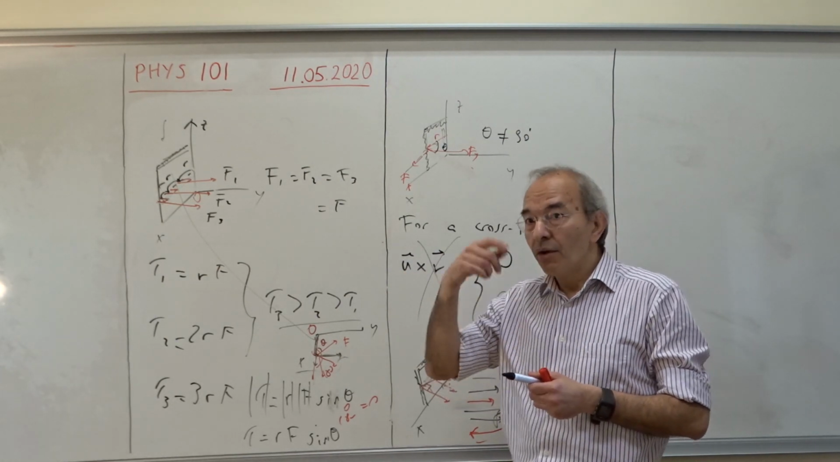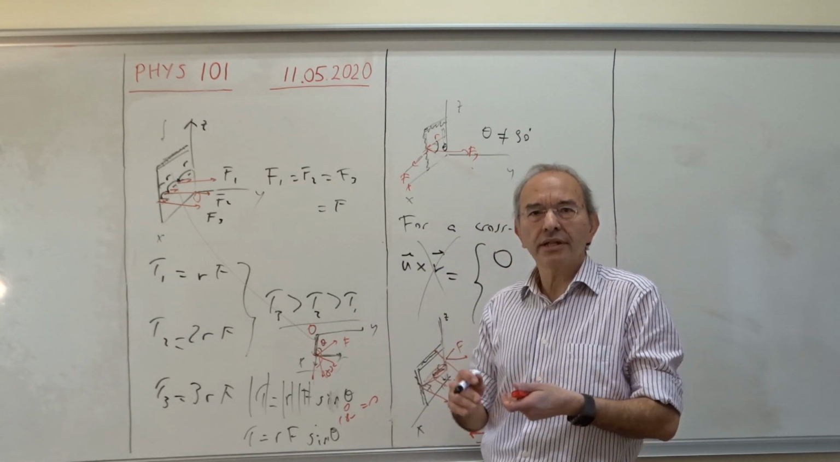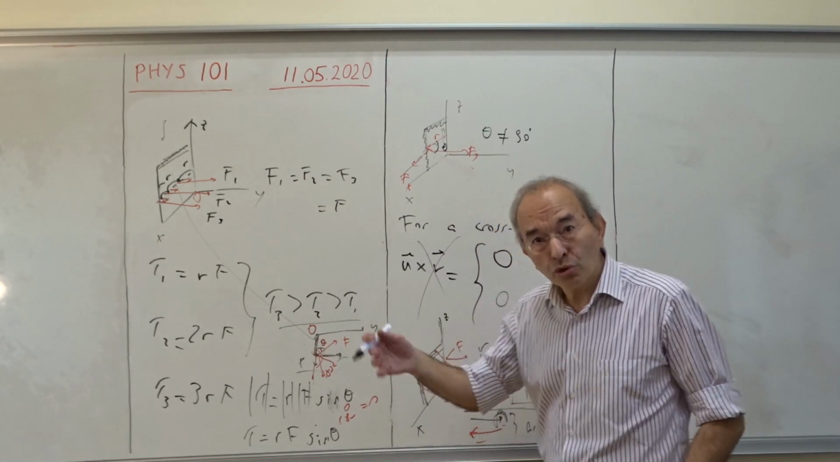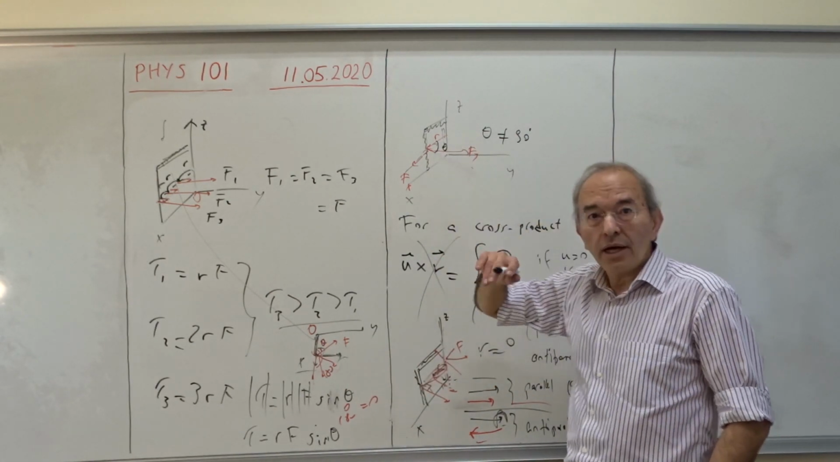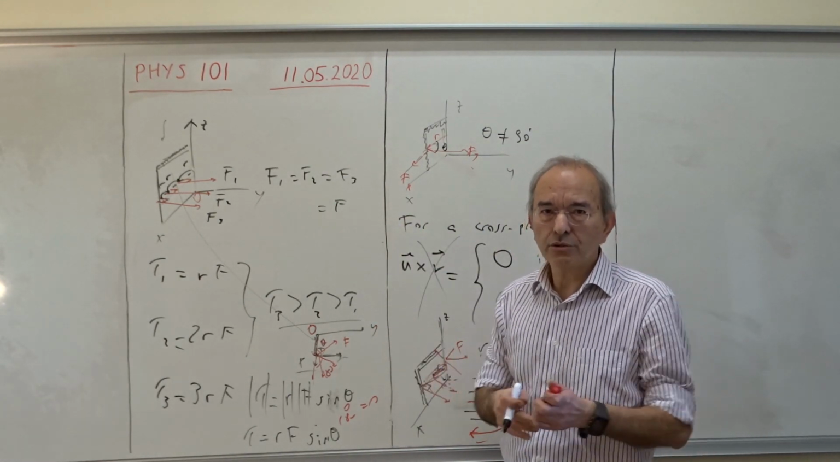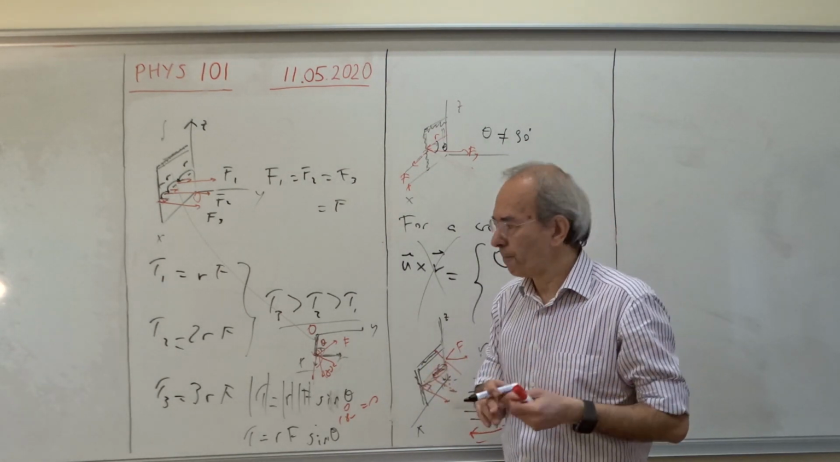What is the maximum case? What is the easiest possibility? Of course, it is the 90-degree case where R and F are perpendicular. That's why I've been talking about the 90-degree angle, because that corresponds to the easiest one, the greatest cross product.